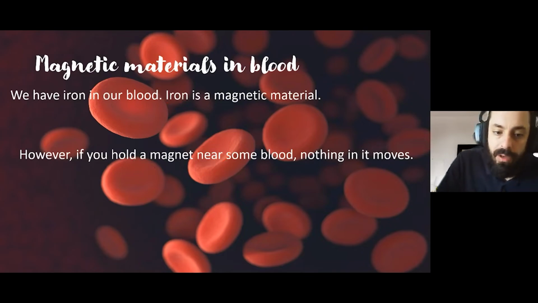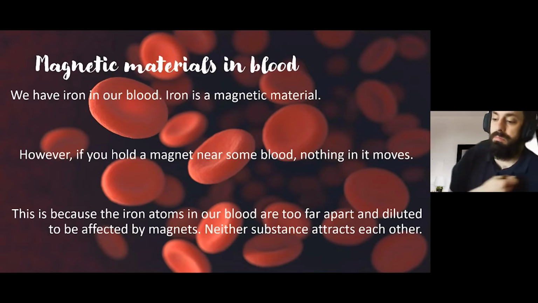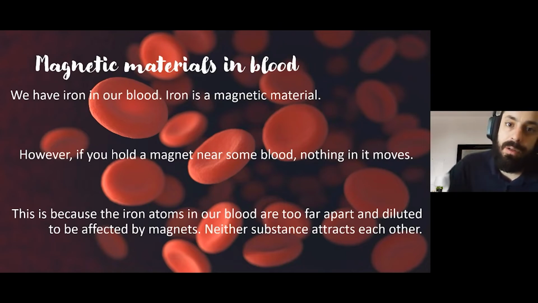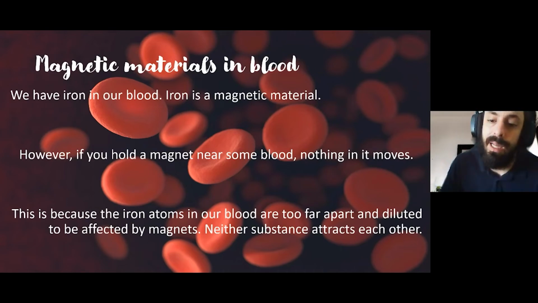So if you hold a magnet near some blood, nothing in it moves. And that's because the iron is too far apart and diluted to be affected by magnets. Okay, so don't worry, if you use a magnet around your body, you will not be attracting these iron particles as they are really tiny. And they're also tightly attached to the red blood cells.